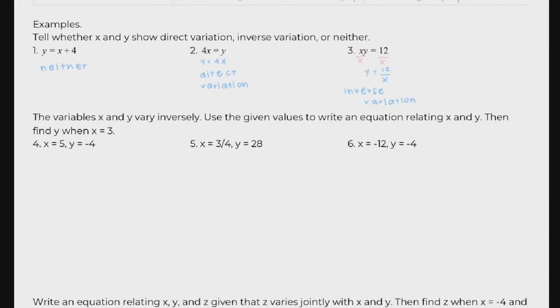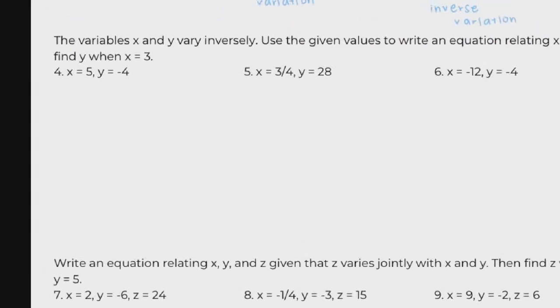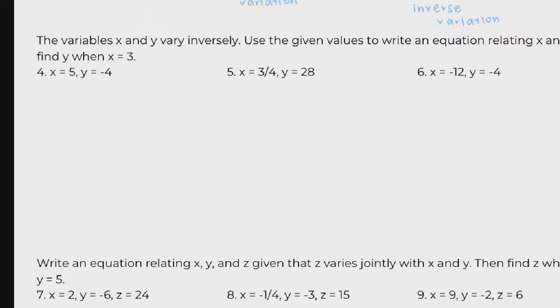Okay, in the next section, the variables x and y vary inversely. Use the given values to write an equation relating x and y. Then find y when x equals 3. So since all of these vary inversely, we're going to be plugging it into the equation y equals a over x. We're going to plug in the x and y values that are given to find a, and then plug in 3 for x to find y.